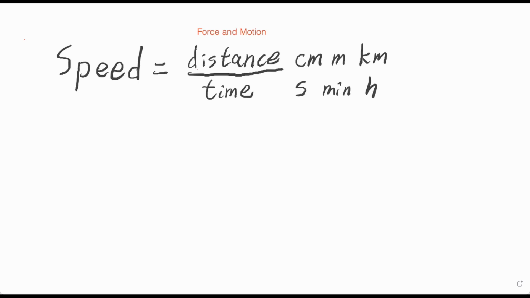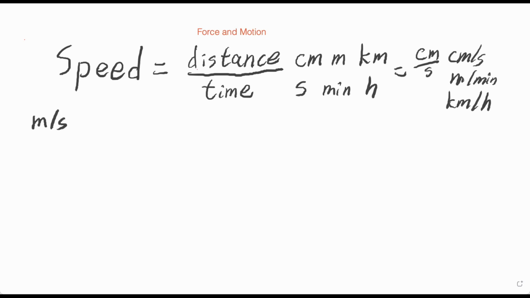So as you can see, this is a division, right? Distance over time. So its units would be the units of distance over the units of time. So it'd be cm per second, meter per minute, kilometers per hour, or any combination of these units. The usual unit that we use, which we call the SI unit, the standard unit that we use in science, would be meters per second.